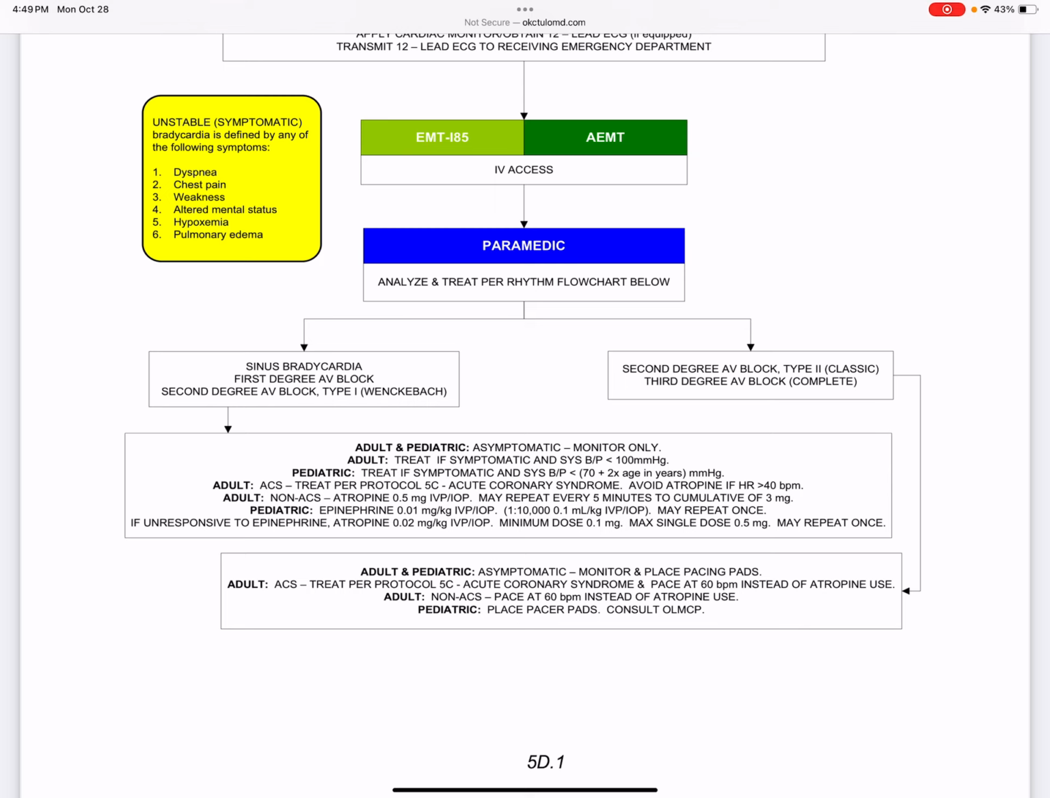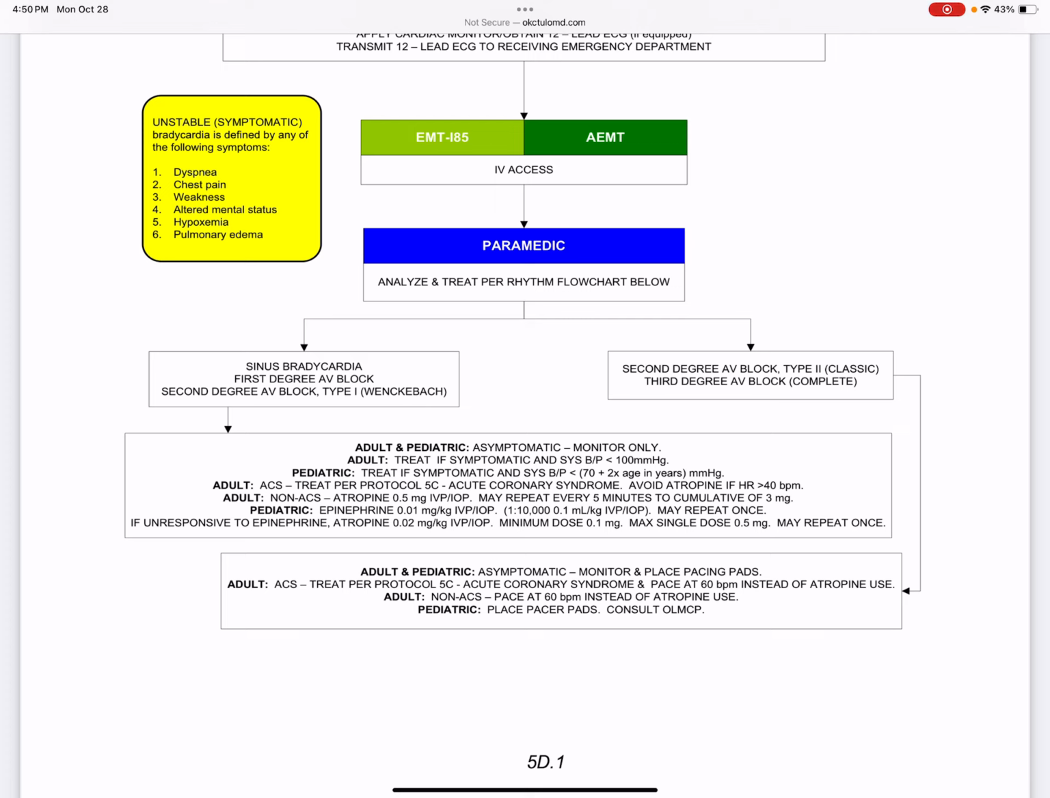Your third degree AV block, your complete heart block, your P waves are just going to be disassociated. So they're going to be all over the place. They're not going to be in the same spot. They'll be before, after, hidden, whatever the case may be. There's no association within those heart blocks.